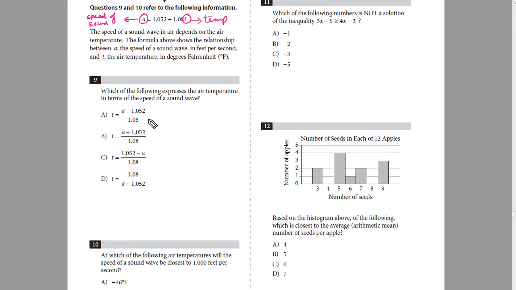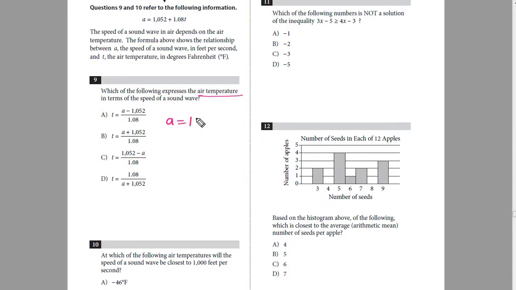Now let's run through the question. Question number 9 says, which of the following expresses the air temperature in terms of the speed of a sound wave? So in this question, we have to make the air temperature the subject. So air temperature is t. So in this equation, I'll make t the subject, and let's see what is the final equation I'll get.